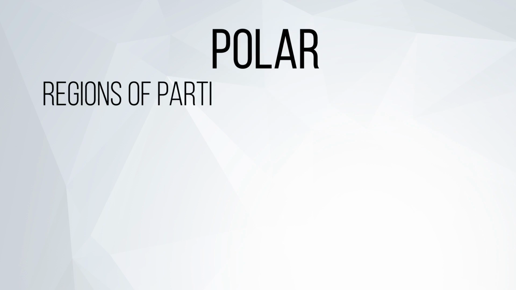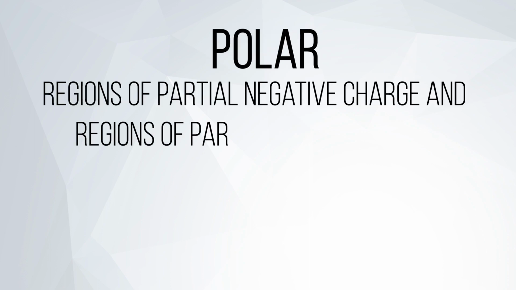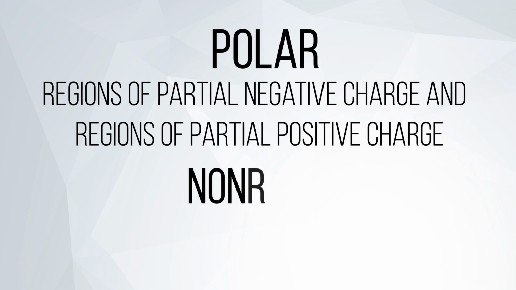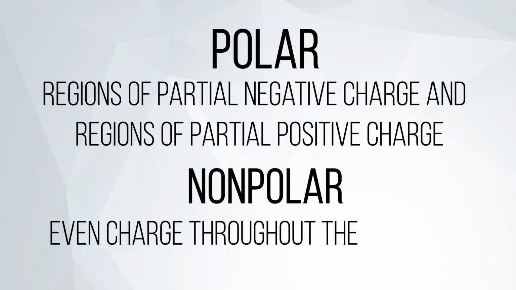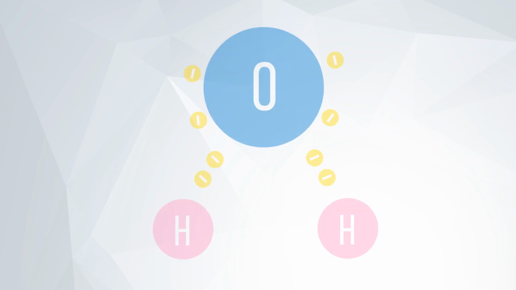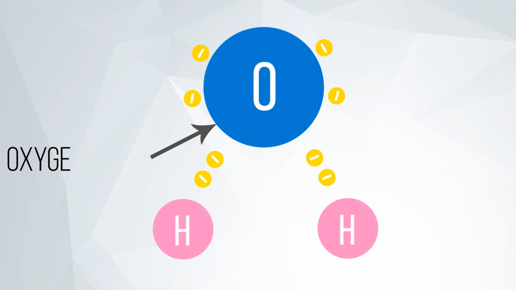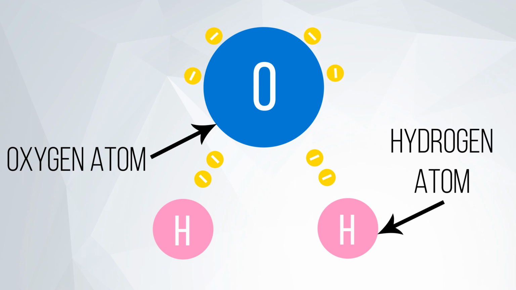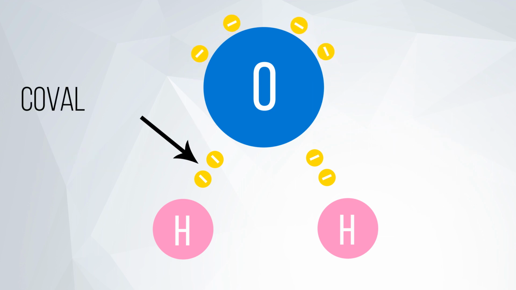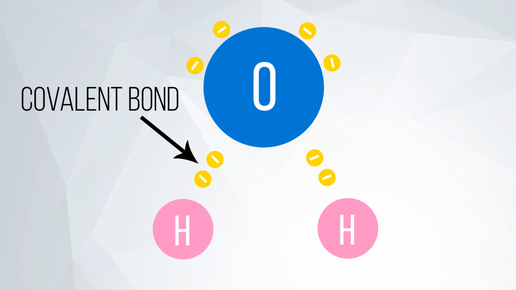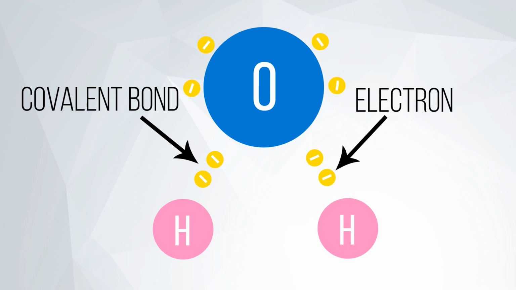For a molecule to be polar means that it has regions of partial negative charge and regions of partial positive charge, while nonpolar molecules have an even charge throughout the molecule. To understand polarity, let's look at a water molecule. A water molecule consists of an oxygen atom and two hydrogen atoms. The oxygen atom is covalently bonded to the hydrogen atoms, meaning it shares a pair of electrons with each hydrogen atom.